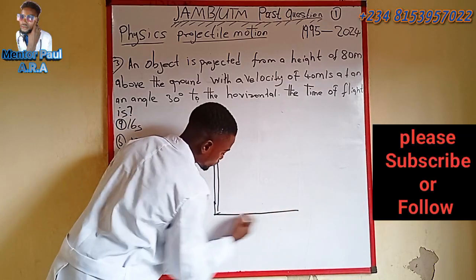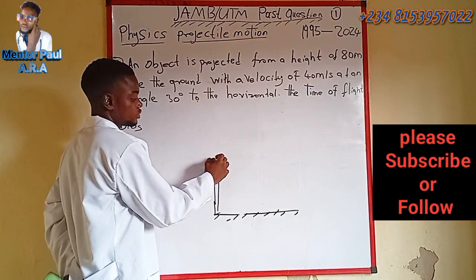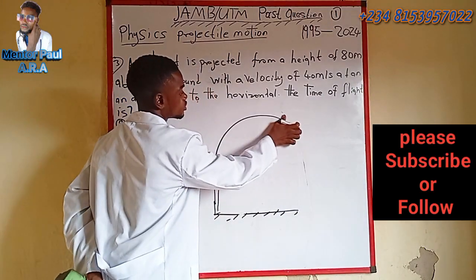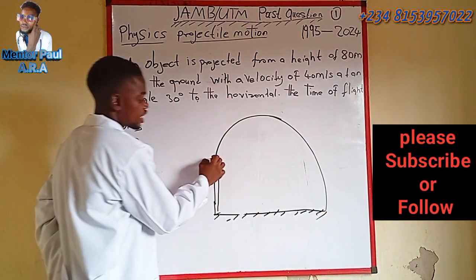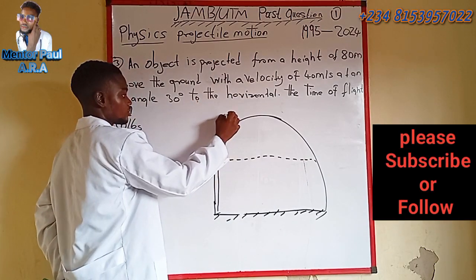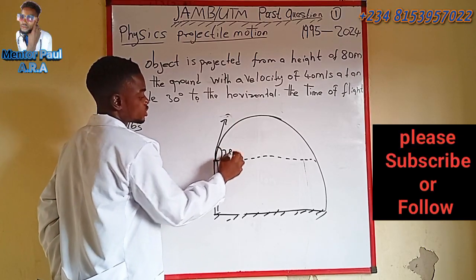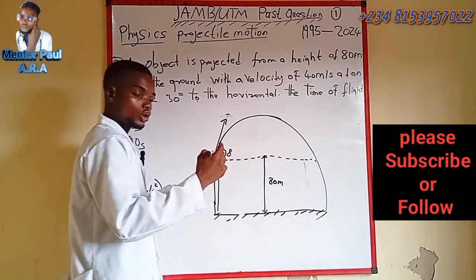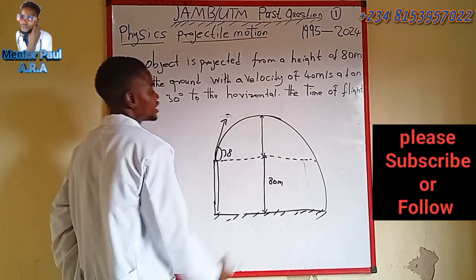This is the height, and this is the level ground. Now, the object was thrown from this height, and we know it's going to fall back to the ground. This is the height by which it was thrown, and it was thrown at an angle of 30 degrees to the horizontal. We know that the height which the ball was thrown from is 80 meters, and there is another height which, if we add it to this other height, becomes the maximum height.